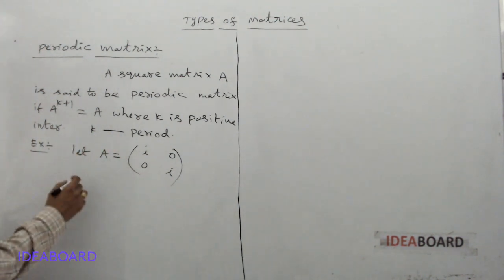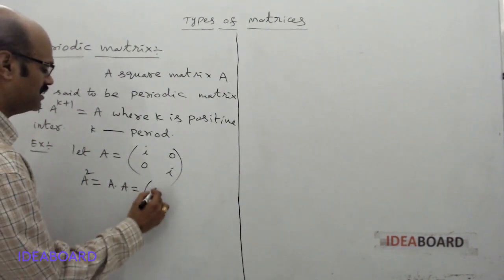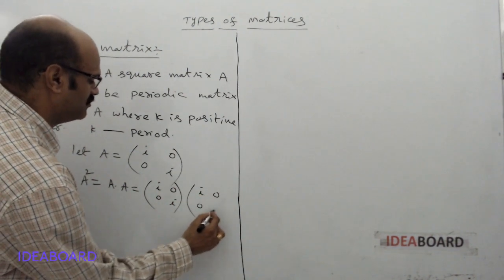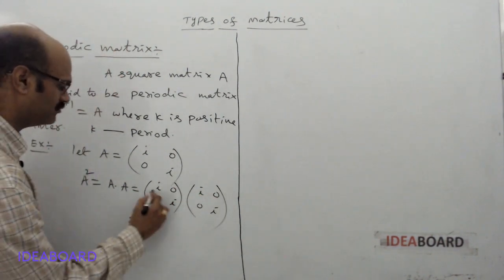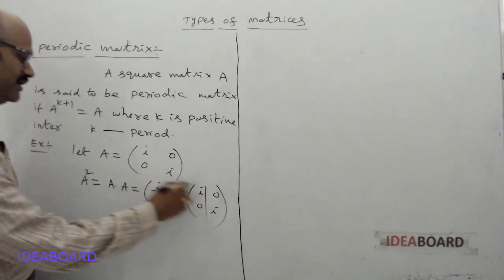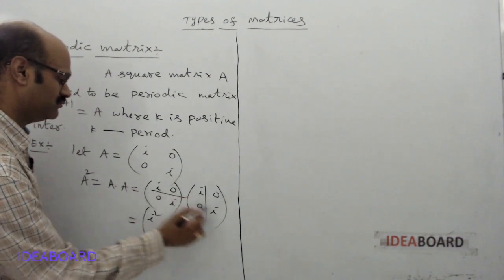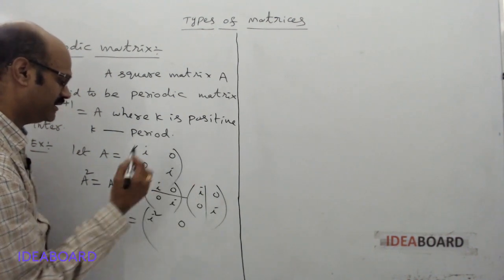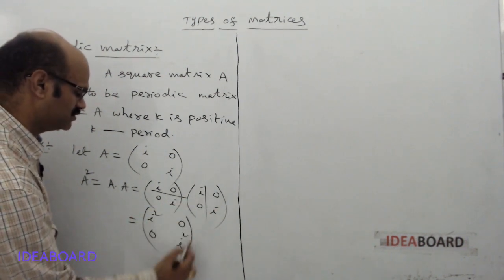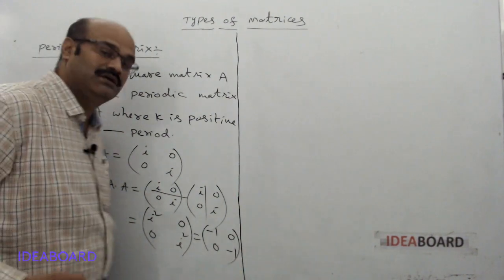First let me find A square. A square equals A into A, that is [I 0; 0 I] times [I 0; 0 I]. We multiply first row, first column: I into I, which is I square, plus 0 into 0. So A square is equal to [-1 0; 0 -1].